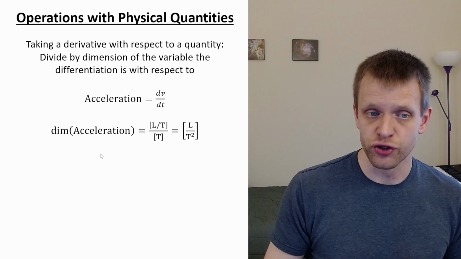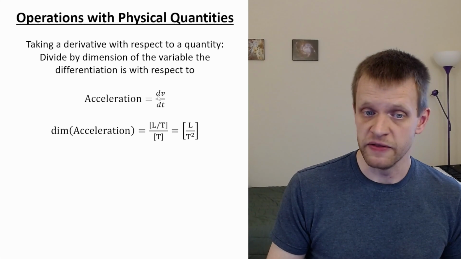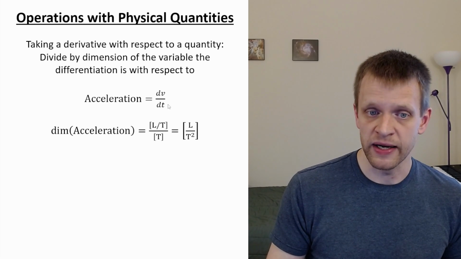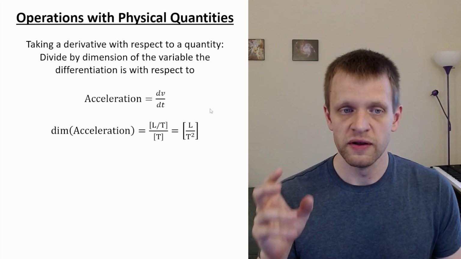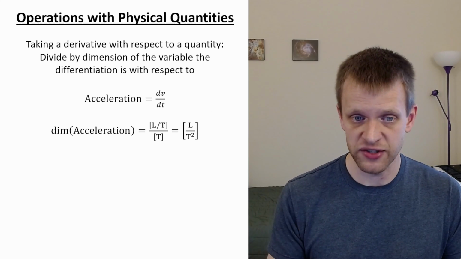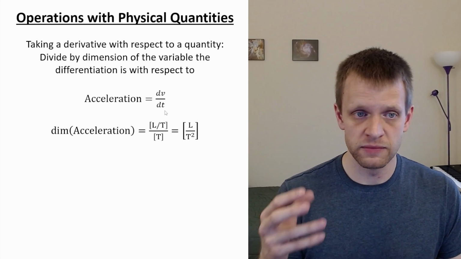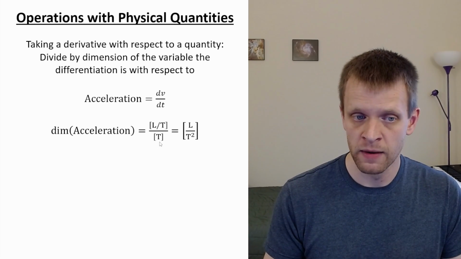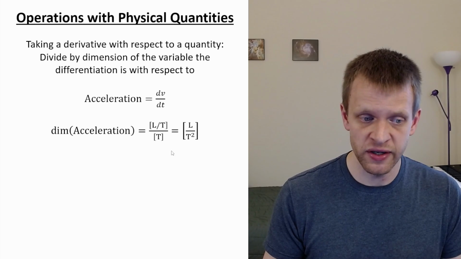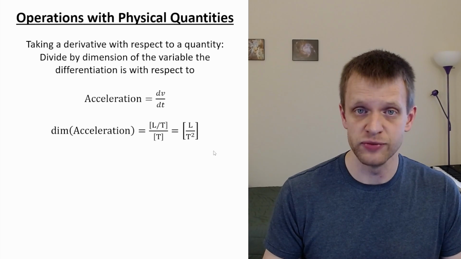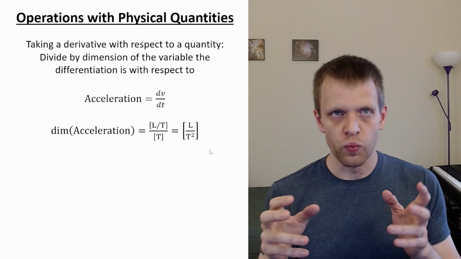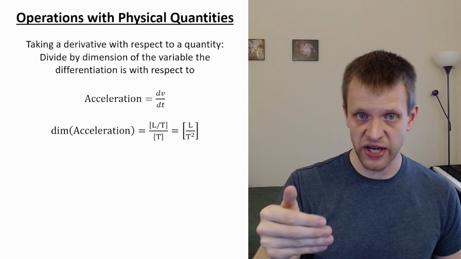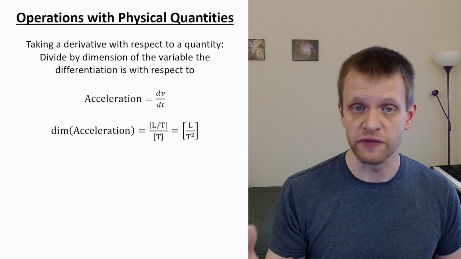Well, if it's that derivative, the dimensions are going to be the dimensions associated with velocity, so a length divided by a time, divided by the dimensions of the variable that you're taking the differentiation with respect to. In this case, we're taking the derivative with respect to time. So we have to divide by another time. So overall, these dimensions for acceleration are going to be a length divided by a time squared. Again, generally, we're going to be using metric units, so it's going to be a meter per second, a meter per second squared for the units of our acceleration.